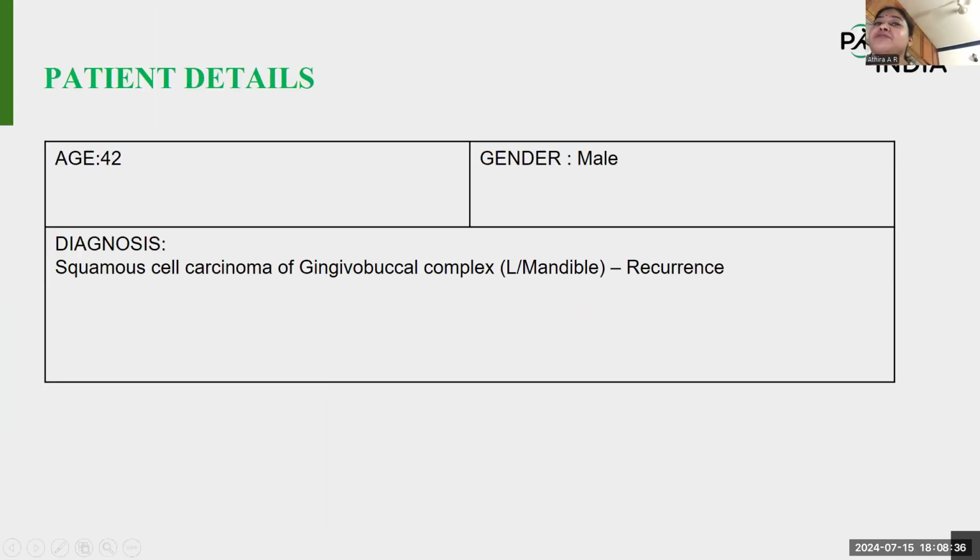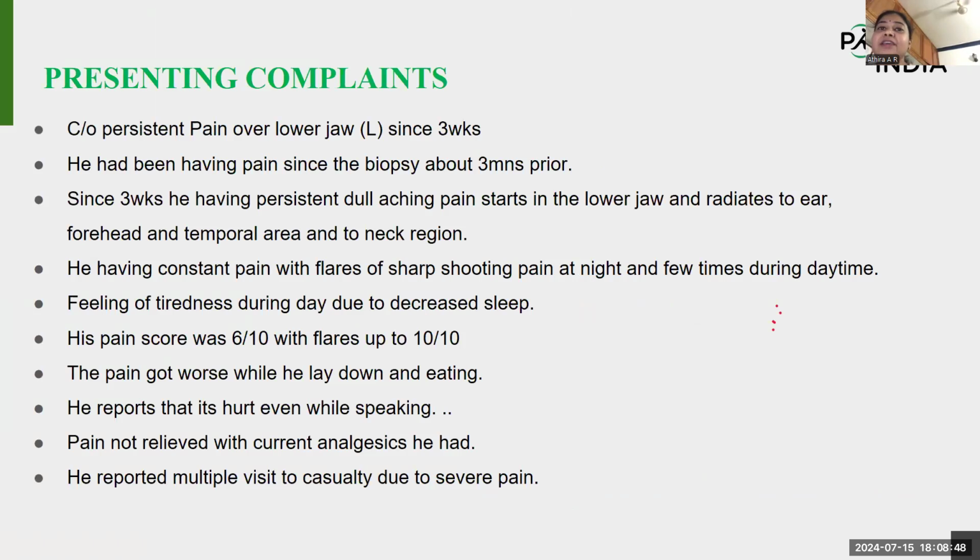So here is a case of a 42-year-old male patient. He was diagnosed with squamous cell carcinoma of the gingivo-buccal complex, lower mandibular area, which is a recurrence case. Currently he complains of persistent pain over the lower jaw since 3 weeks. He has had the pain for 3 months, and since 3 weeks he has persistent dull aching pain. It starts in the lower jaw and radiates to the ear, forehead, temporal area, and neck region of the left side.